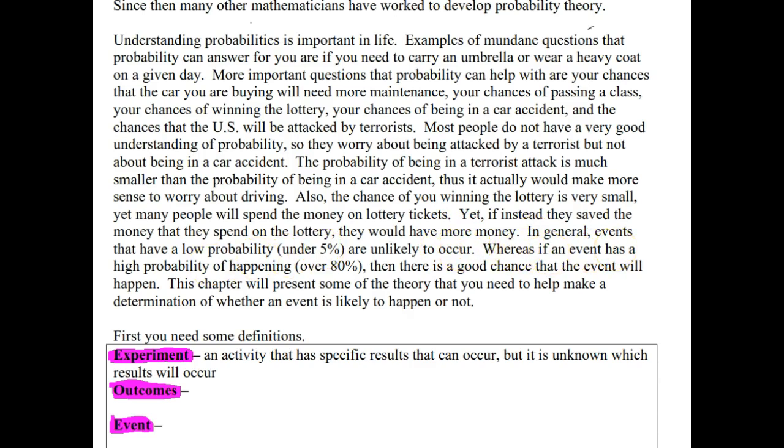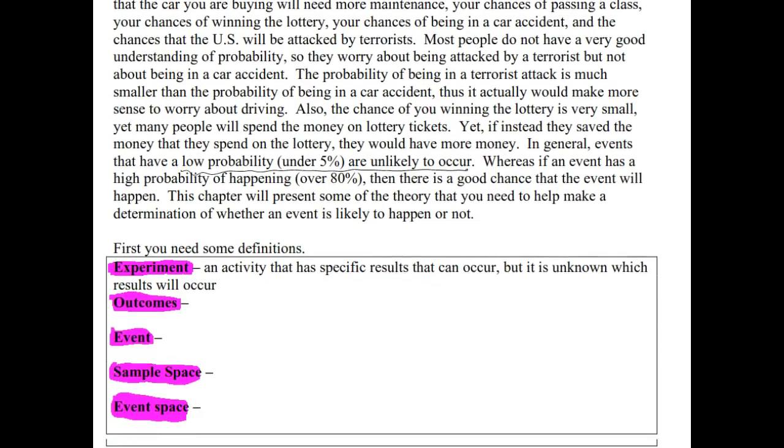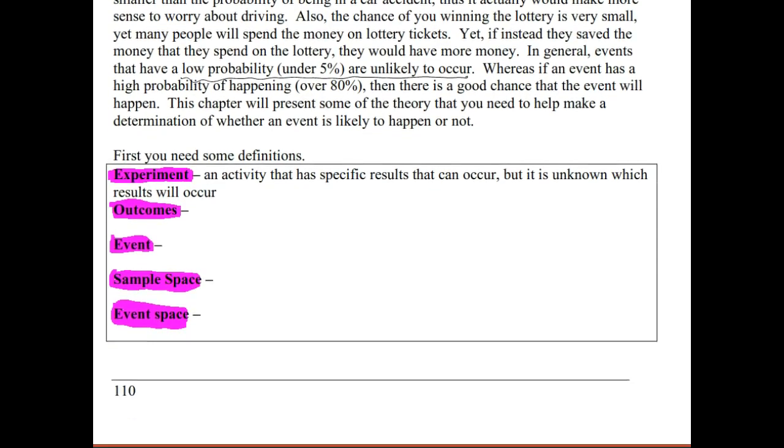In general, events that have a low probability, under 5%, that's going to become important later, are unlikely to occur. Whereas if an event has a high probability of happening, like over 80%, then there's a good chance that the event will happen. Okay, so this chapter will present some of the theory that you need to help make a determination of whether an event is likely to happen or not, because this is going to influence our decision making when we start looking at doing more things with inferential statistics. So first we need some definitions as we start looking at probabilities.